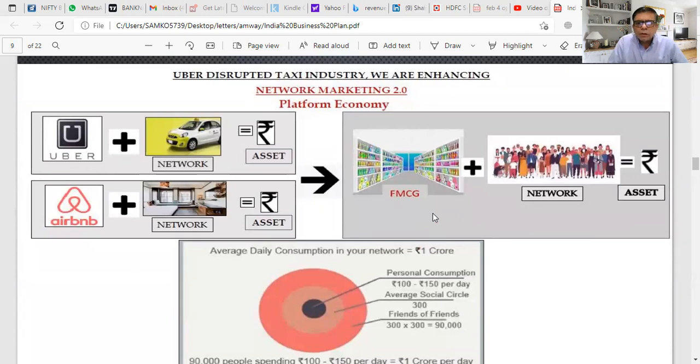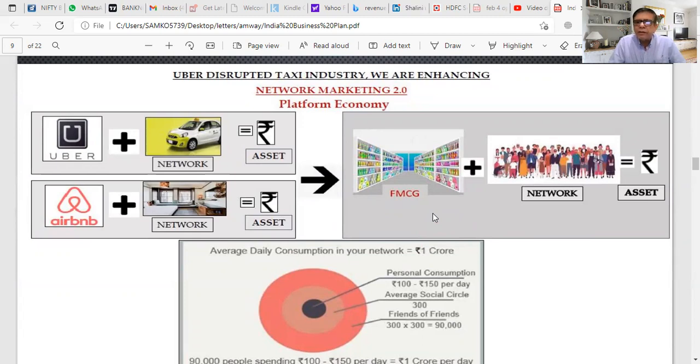Now, as I mentioned to you, Uber and Airbnb: Uber has no taxis of their own. They may be the largest taxi company, but they don't own any assets. Their only asset is their app. Airbnb, they don't own any building or a house. Their only asset is the network of people registered and the customers.